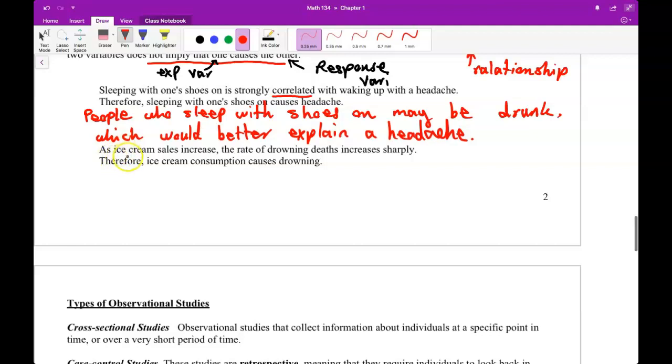Another one: as ice cream sales increase, the rate of drowning deaths increases sharply. So ice cream sales increase, and the rate of drowning deaths increases. Obviously, this is not the reason for that outcome. Therefore, ice cream consumption causes drowning? This is totally wrong. We can have other reasons for that outcome.